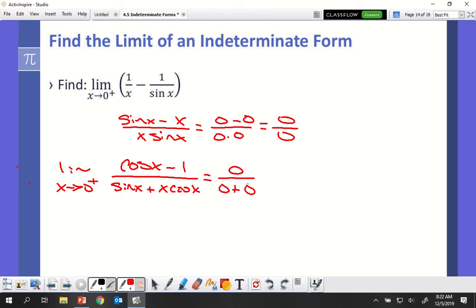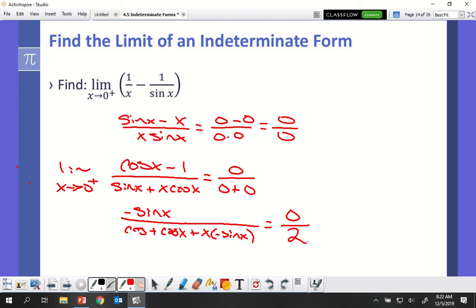So if I do it again, the derivative of cosine is negative sine of x. The negative 1 goes away. Over the derivative of sine is cosine, right? And then this is again going to be a product rule. So it's going to be cosine x plus x times negative sine x. So now plugging in at 0, sine is going to be 0. Okay, so I have 0 over, now, 1, 1, and 0. So it's going to be 0 over 2.